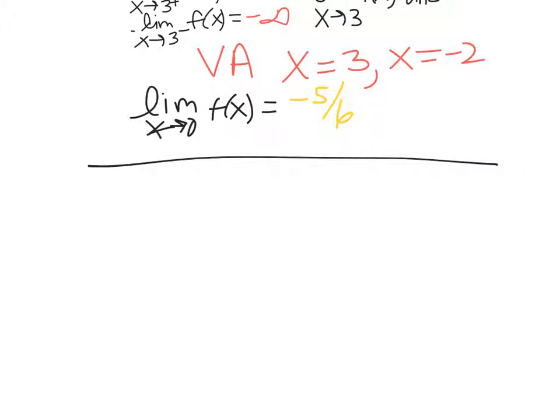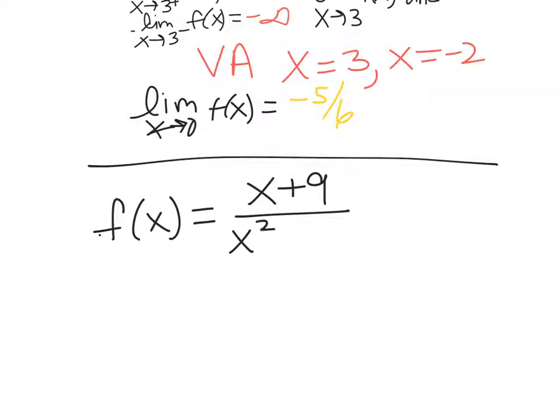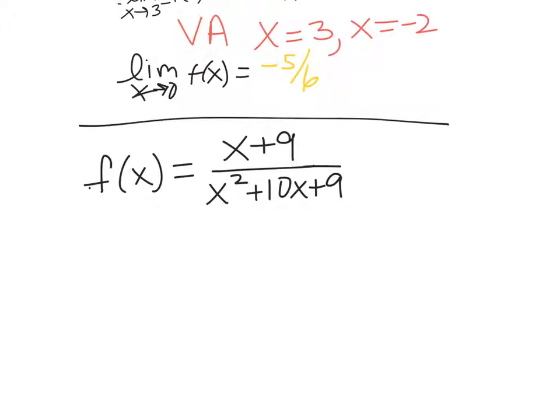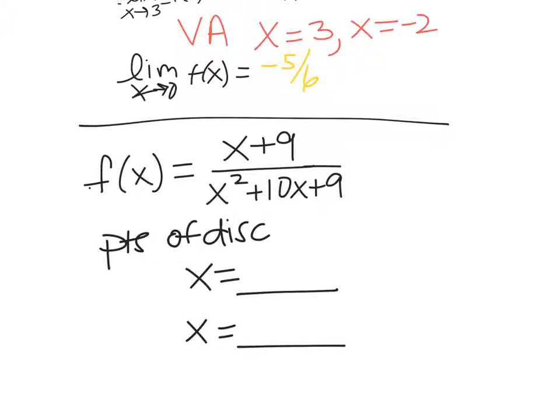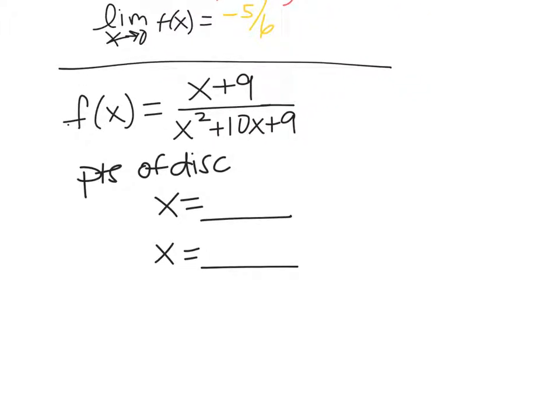What if I gave you something like f of x equals x plus 9 over x squared plus 10x plus 9. All right, and I'm going to ask you to find the points of discontinuity, really the x values. X equals blank, x equals blank. And then I'm going to ask you what type they are.